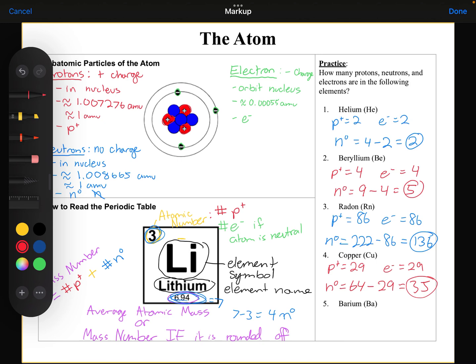Last but not least, we have barium, element number 56 on the periodic table, which tells me that barium has 56 protons. It tells me that barium has 56 electrons in neutral state. Barium's number on the bottom, its mass number or average atomic mass, is 137.33. We're going to round that off to 137. And we're going to subtract out the atomic number 56, and that is going to give us a total of 81 neutrons.